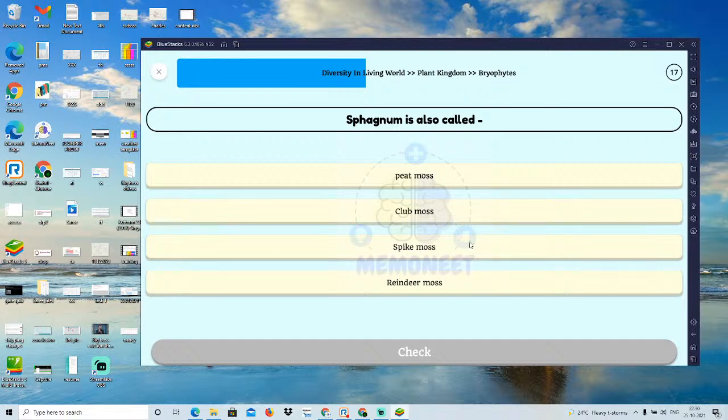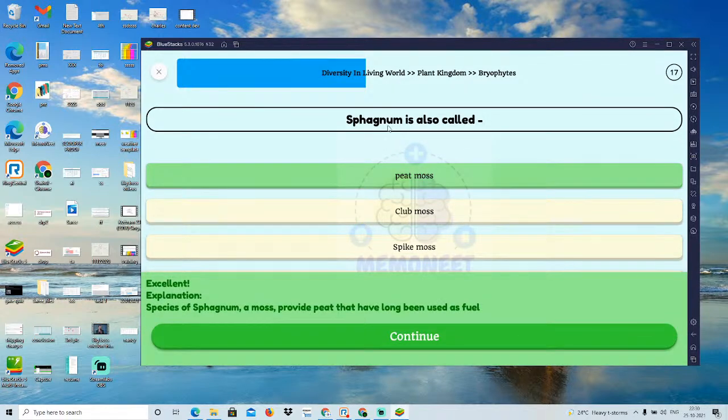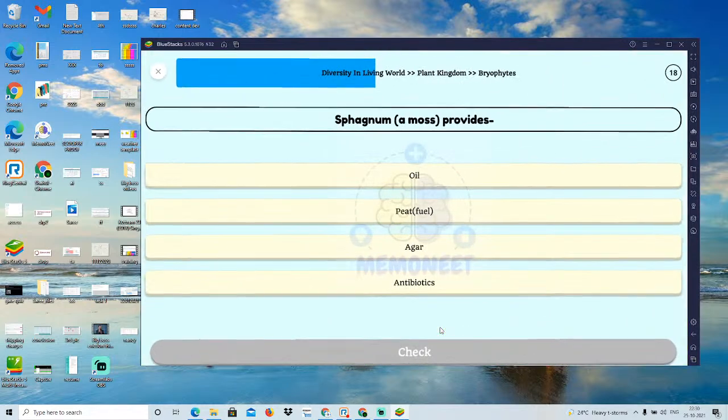So sphagnum is also called peat moss. That's true, because sphagnum produces something called peat, which is in turn used for packaging materials because of its water retaining capacity to store living organisms. That's what it says. Sphagnum provides peat, fuel.